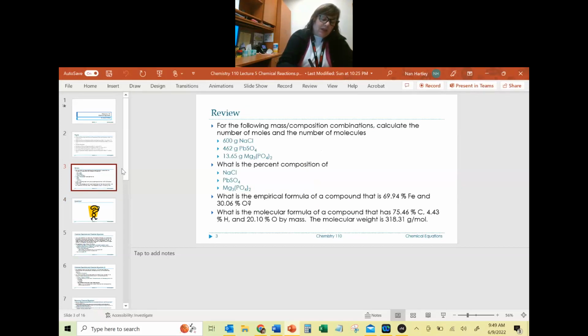So now we're going to be calculating percent composition. We're going to do that for NaCl, PbSO4, and Mg3PO4 2. Now I calculated the molecular weights for all of these previously. So I'm going to go back and look at my mass. So for NaCl, it was 58.44.